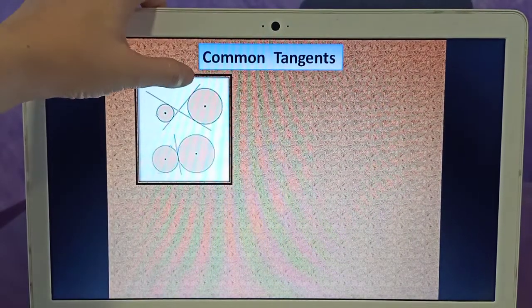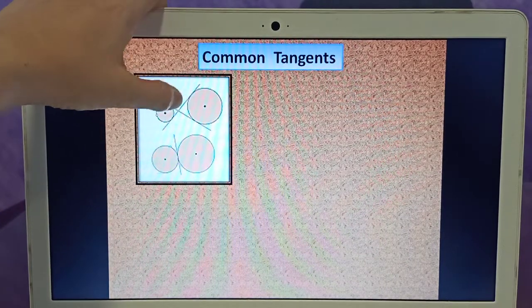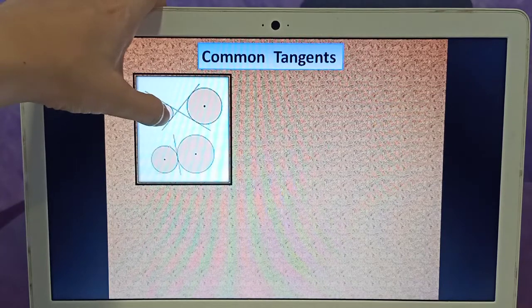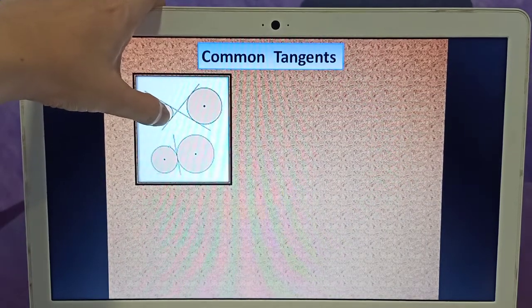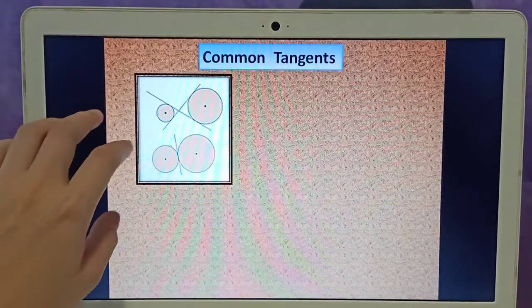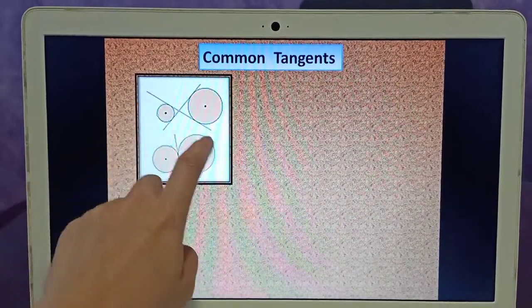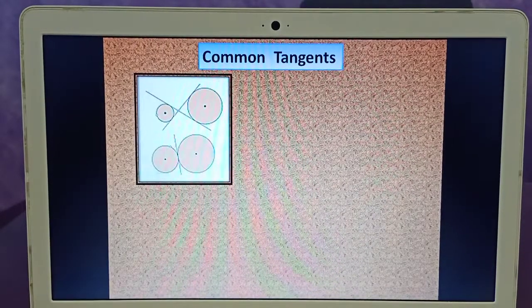Okay, as for another one, this is also another common tangent. That contact point is here and also here. Are you clear? So this is common tangent. So it means that for this diagram, we have two common tangents. We can draw two common tangents here.